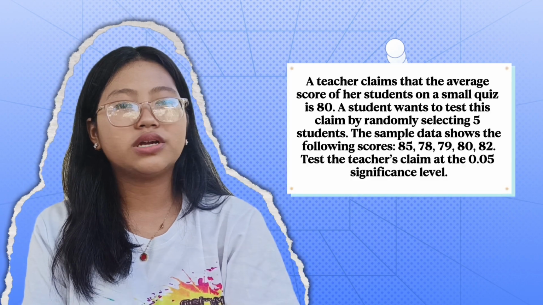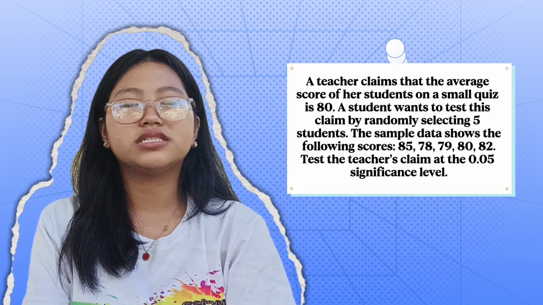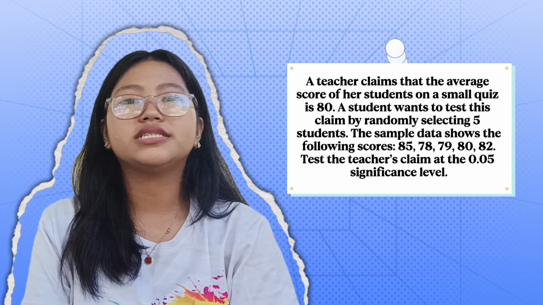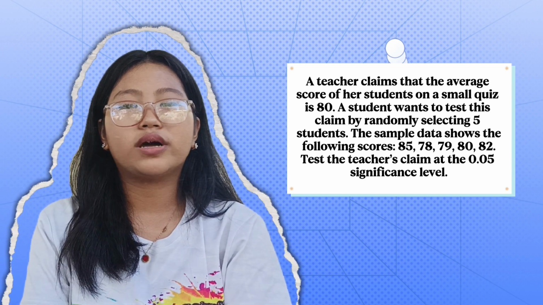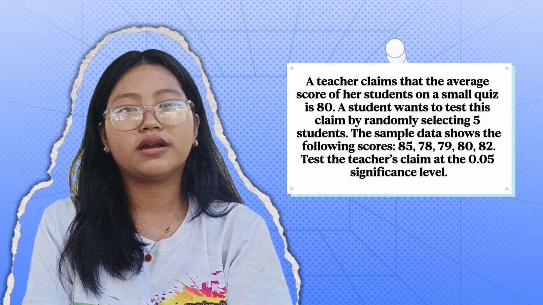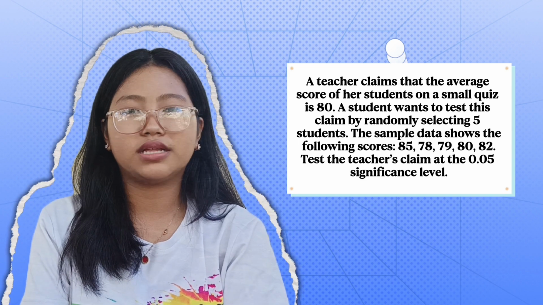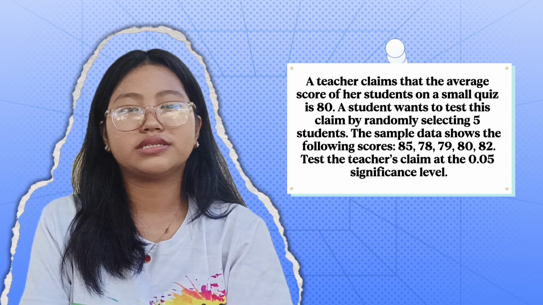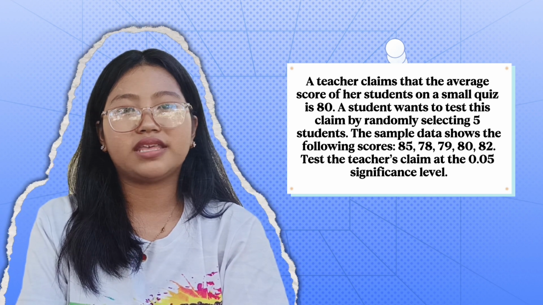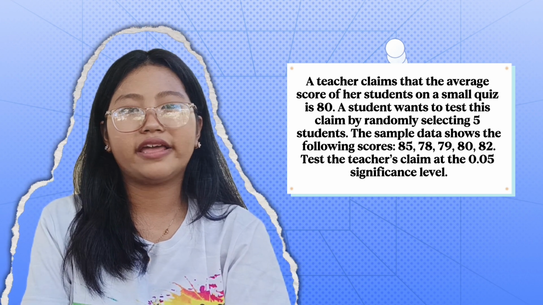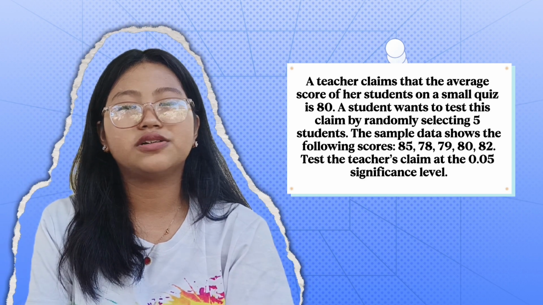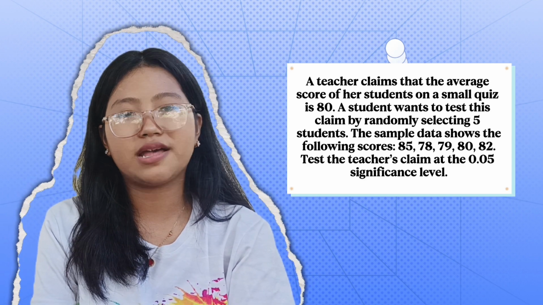So here's our problem. A teacher claims that the average score of her students on a small quiz is 80. A student wants to test this claim by randomly selecting 5 students. The sample data shows the following scores: 85, 78, 79, 80, and 82. Test the teacher's claim at the 0.05 significance level.